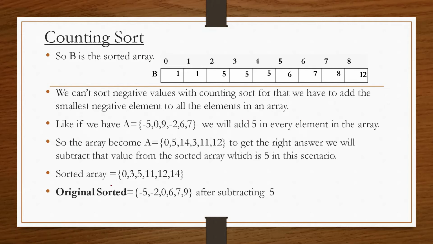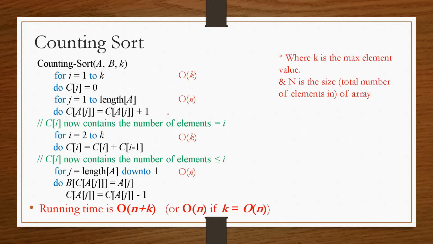So after adding the most negative number present in our array, we get the positive array. For all positive values, for all the elements present in an array, we will sort that positive array, and after that we will subtract the value that we have added, and it will give us the original sorted array. Proceeding further, it is the algorithm of our sorting array.